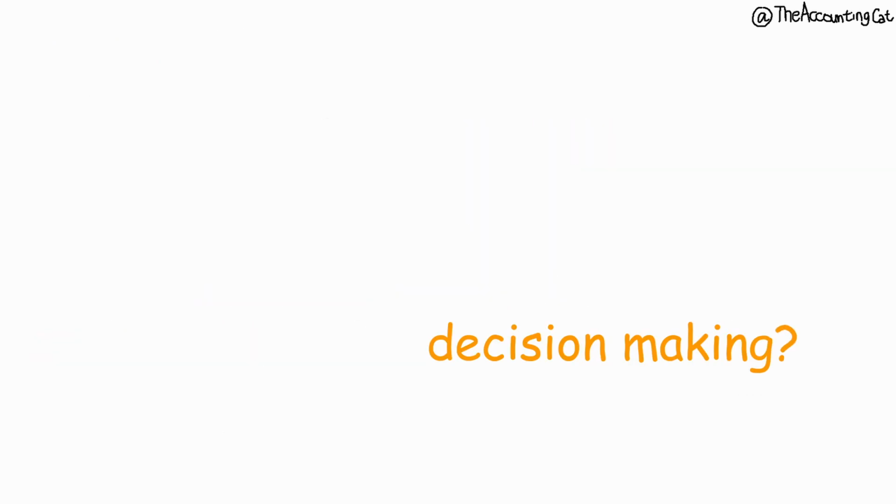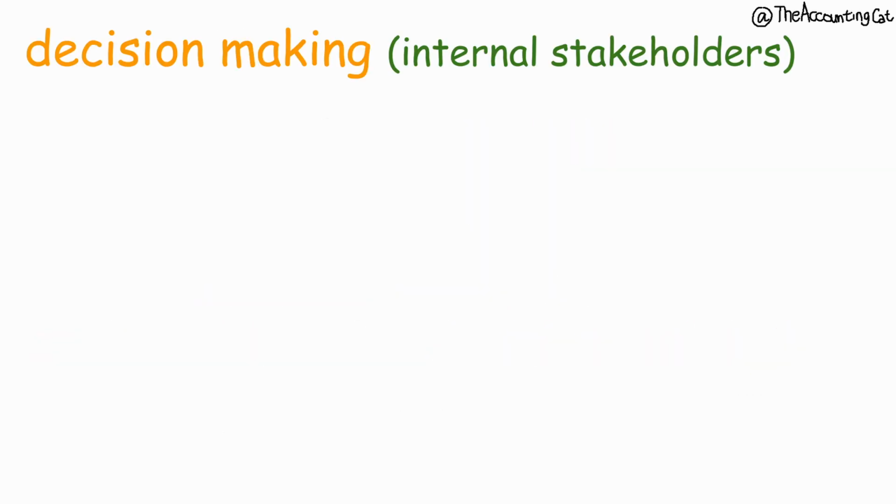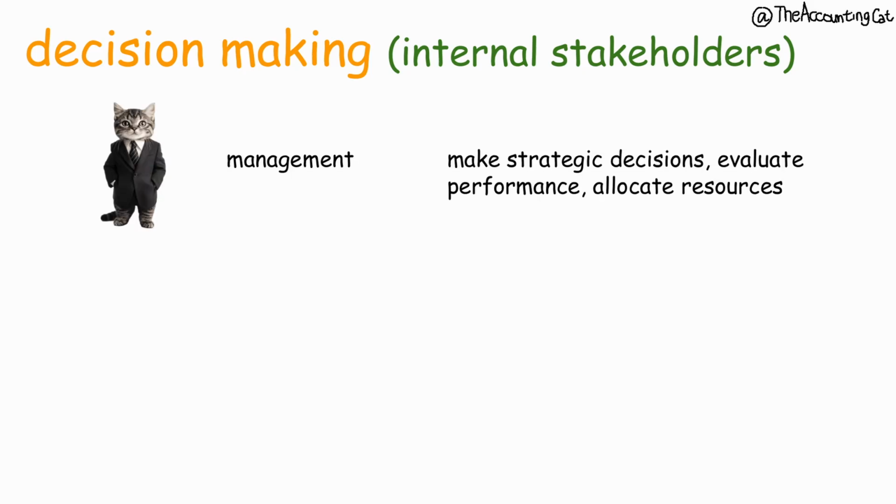Let's look at decision-making in greater detail. Decision-making is largely tied to stakeholders. For internal stakeholders, the management is interested in making strategic decisions for the company. They evaluate employees and could give them bonuses for good performance. They would also want to allocate resources more efficiently in the company.